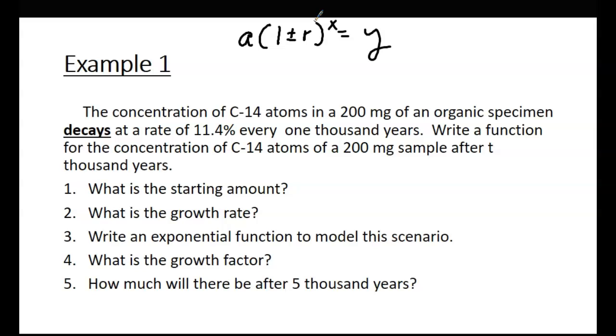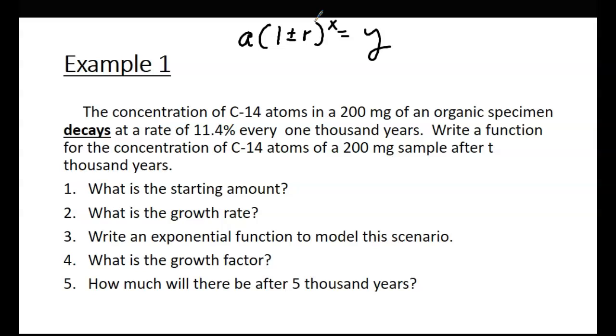The concentration of C14 atoms in 200 milligrams of an organic specimen decays at a rate of 11.4% every 1,000 years. Write a function for the concentration of C14 atoms of a 200 milligram sample after T 1,000 years. So that's a lot of words there.